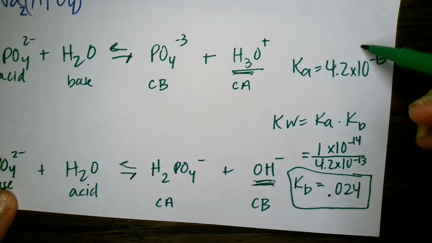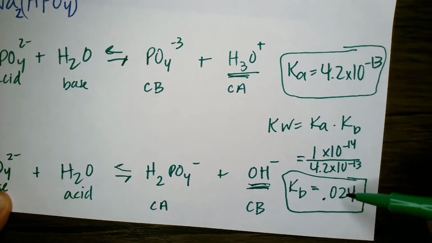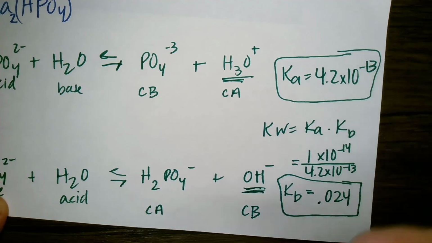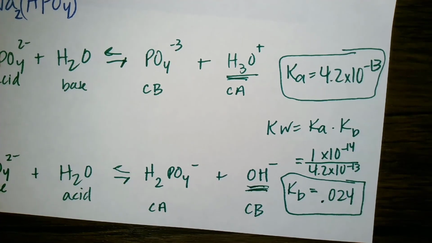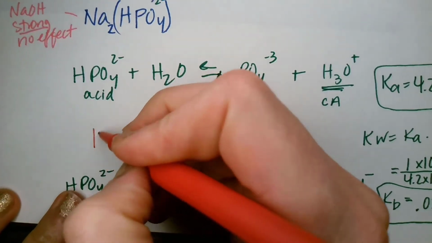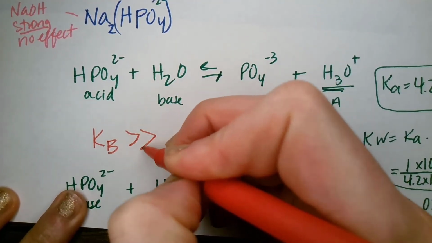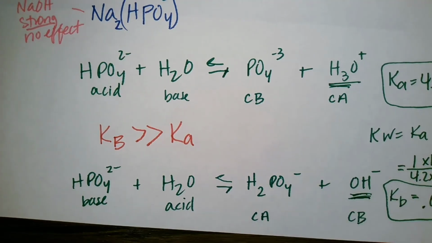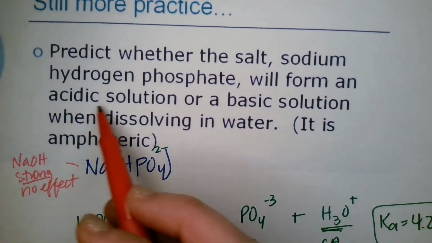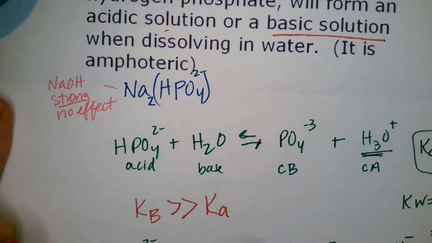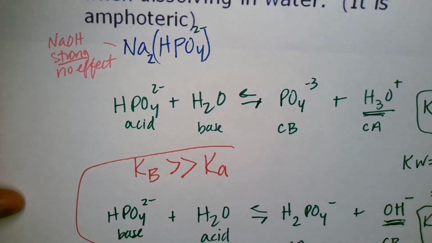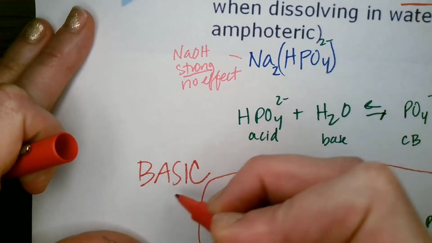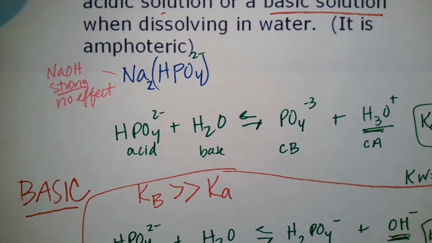Remember that slide that said if the Kb value is greater than Ka? So here's our Ka, here's our Kb. Which is a greater number, 0.024 or 4.2 times 10 to the negative 13th? In this case, our Kb is much greater than Ka. So will it form an acidic solution or a basic solution? Definitely a basic solution.